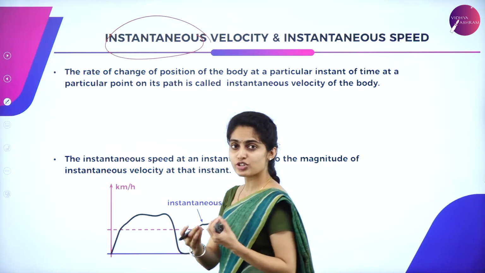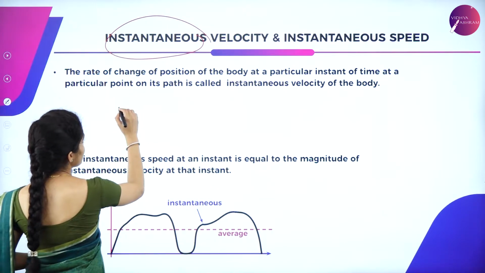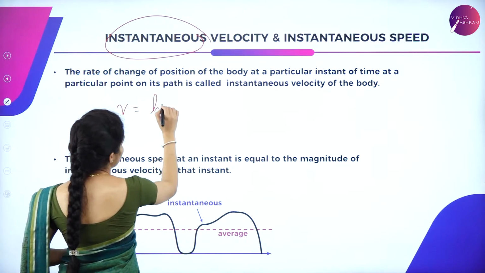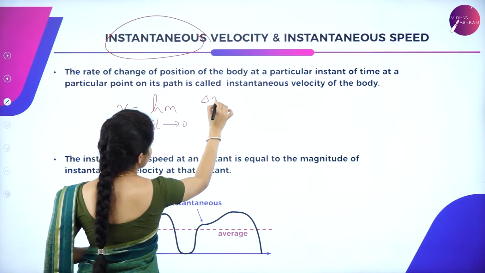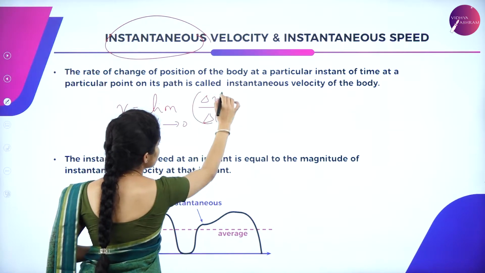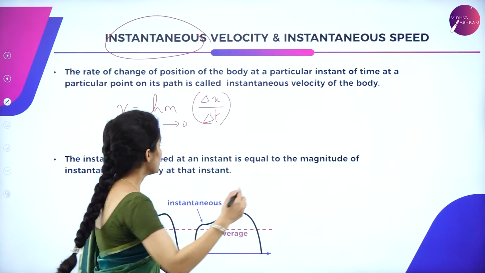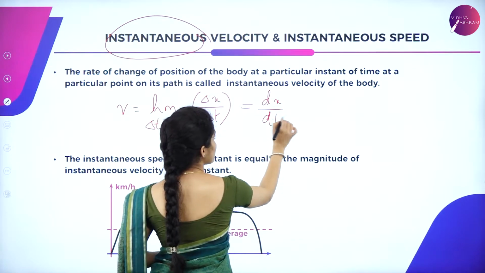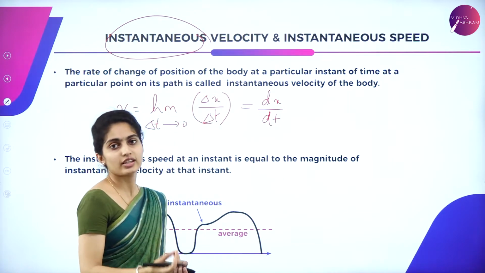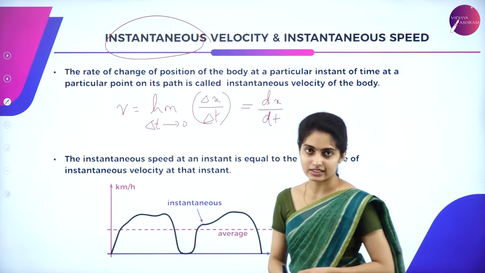So how can you measure the magnitude of instantaneous velocity? It can be measured as velocity is equal to limit delta t tending to 0 of delta x divided by delta t. So what is this delta? Delta is nothing but it represents the change. So it can be given as dx by dt. Even d represents the change in position with respect to time. So that is all about your instantaneous velocity.